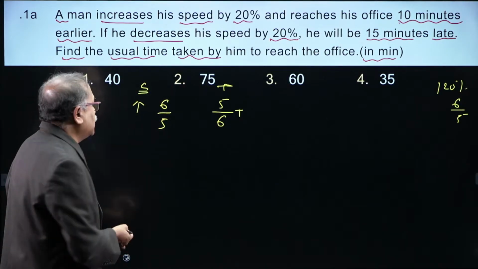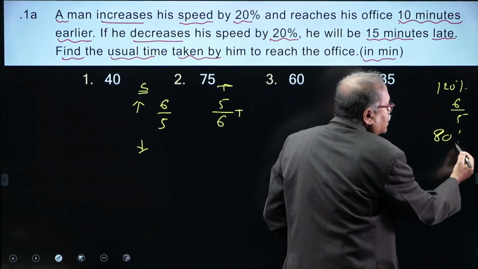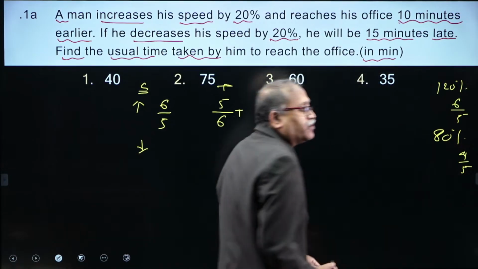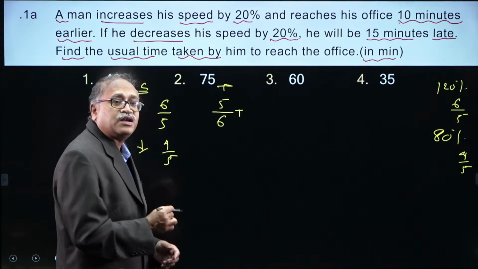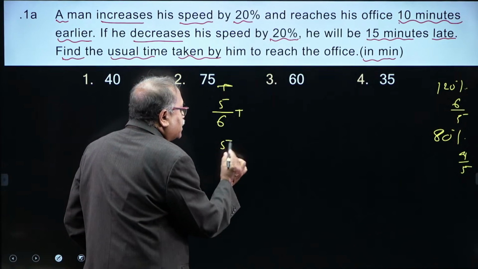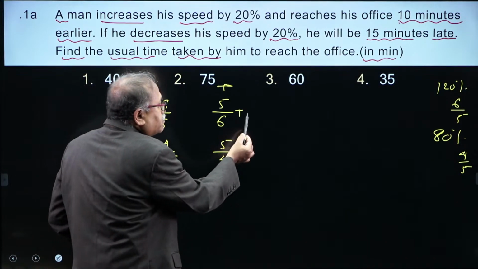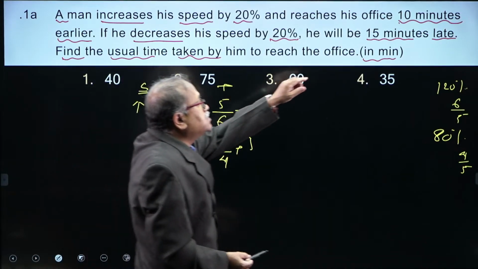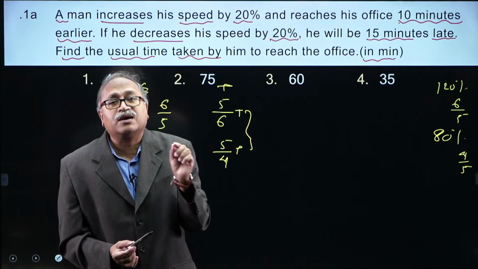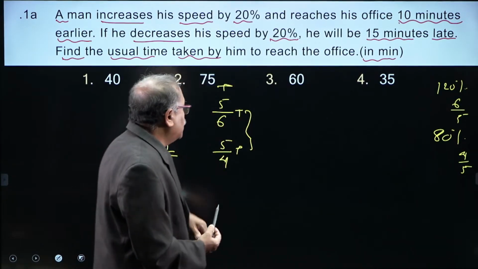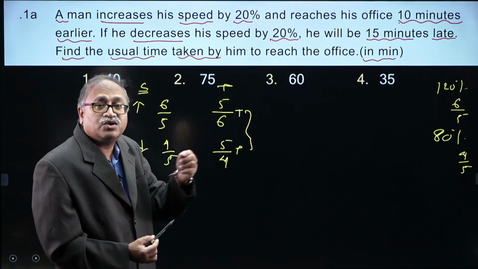In the second case, it is said that when the speed is decreased by 20%, that means it becomes 80%. So, I can write this 80% as 4 by 5 in terms of fraction. When the speed becomes 4 by 5, what will be the time? The reverse of it, the time will become 5 by 4 of the usual time, and the difference of these two times is given. In one case it is 10 minutes early, in another case it is 15 minutes late. That means the total gap is 25 minutes. So, time 2 minus time 1 is equal to 25 minutes.